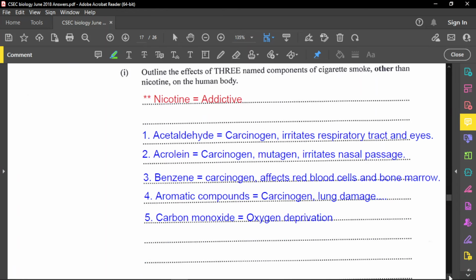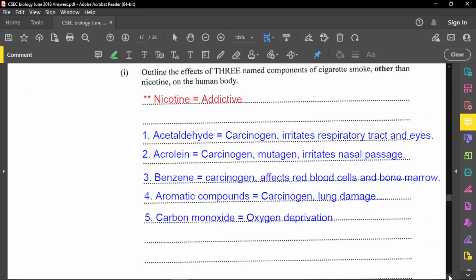And so one will be acetaldehyde. Acetaldehyde is a carcinogen, which means it can cause cancer. As a matter of fact, pretty much all of the things within cigarette smoke can cause cancer. Other effects are that it irritates the respiratory tract and also the eyes. Acrolein is also carcinogenic, and also a mutagen, which means it can cause changes to genetic material as well. So it can lead to mutation. And irritation of the nasal passage is another effect of that.